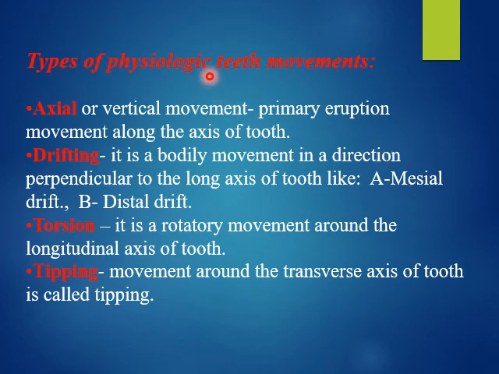Types of physiological tooth movement: either axial or vertical movement, primary eruption movement along the axis of the tooth, or drifting movement. It is the bodily movement in the direction perpendicular to the long axis of the tooth, like mesial or distal drift. Torsion is a rotary movement around the longitudinal axis of the tooth, and movement around the transverse axis of the tooth is called tipping.